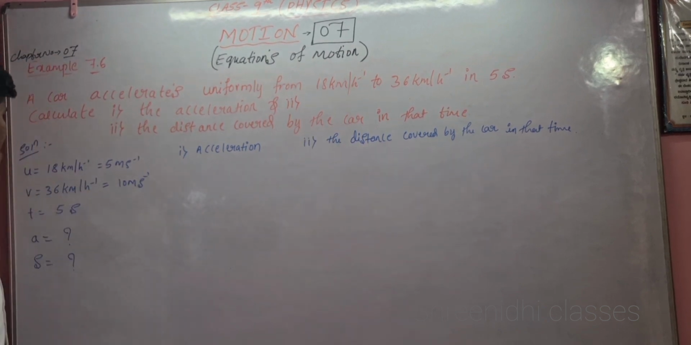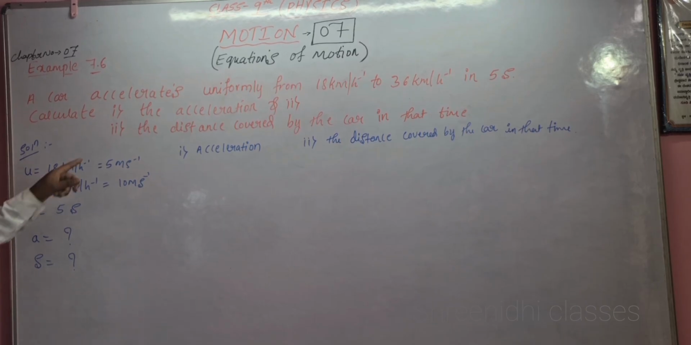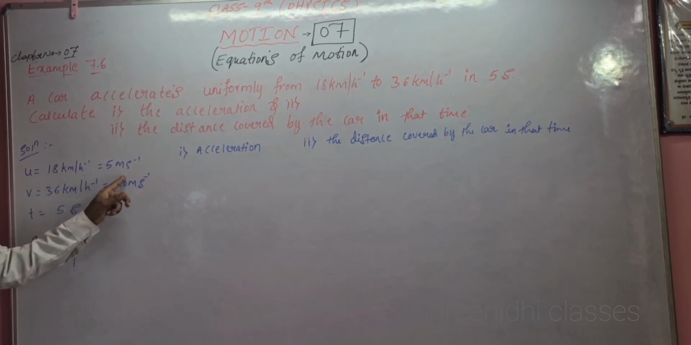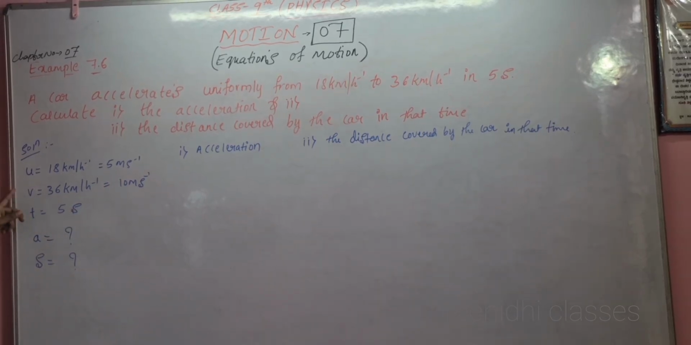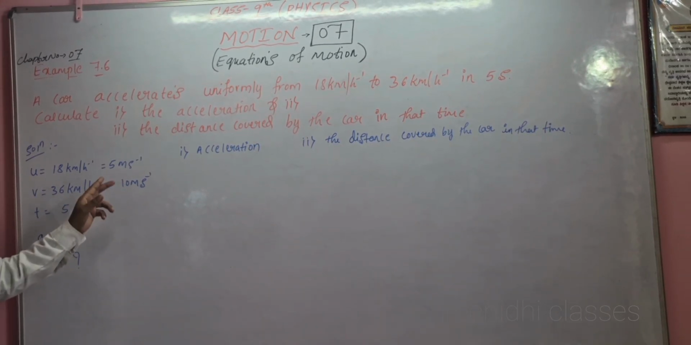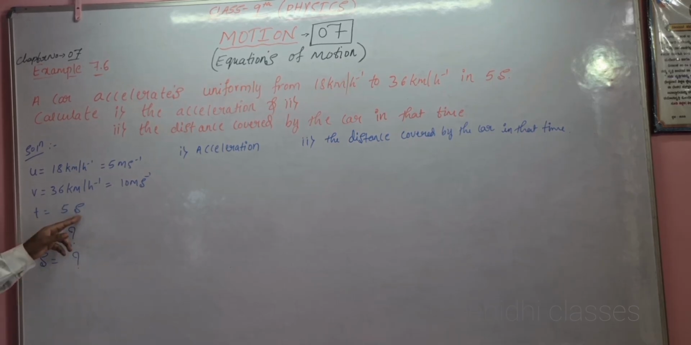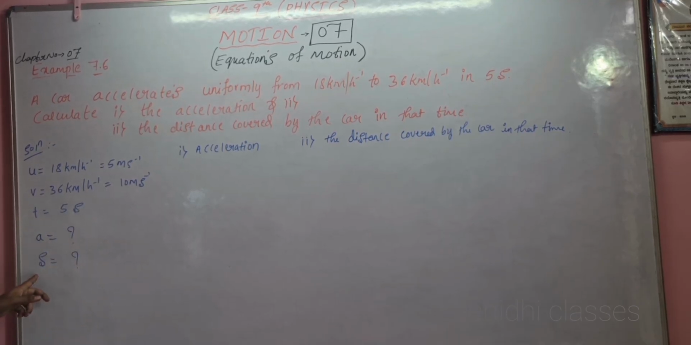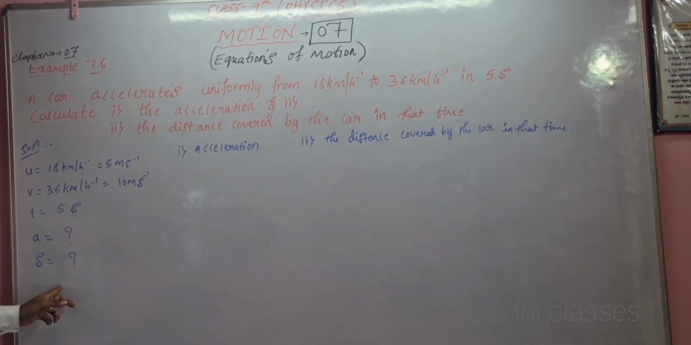So now we are already given the data. The initial velocity we have to take as 18 km per hour, then we have to convert it into meter per second. As well as the final velocity, 36 km per hour, this also we have to convert into meter per second. Then the time is 5 seconds and we have to find out the acceleration, and also the distance.